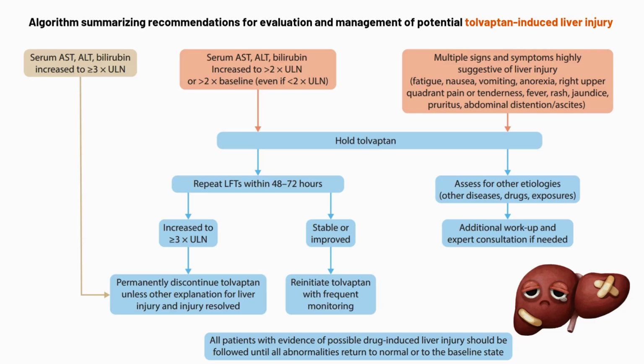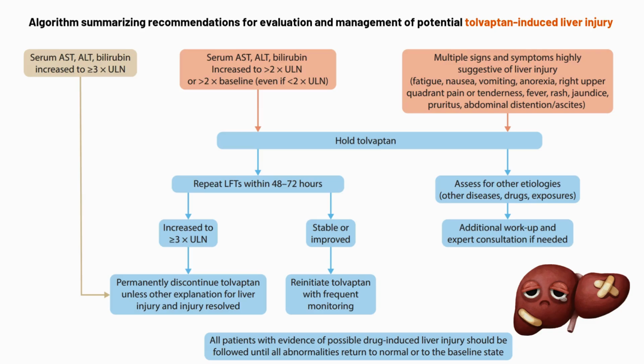Second, a more subtle but important rise: more than 2 times the upper limit, or even more than 2 times baseline, even if still below the upper limit. And third, the clinical scenario: patients presenting with symptoms suggestive of liver injury like fatigue, nausea, anorexia, right upper quadrant pain, or even jaundice and pruritus.